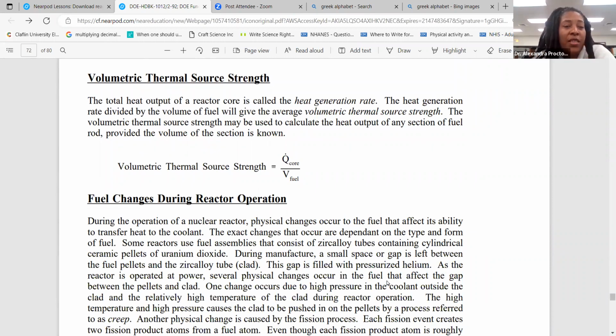Volumetric thermal source strength. The total heat output of a reactor core is called the heat generation rate. The heat generation rate divided by the volume of the fuel will give the average volumetric thermal source strength. And the volumetric thermal source strength may be used to calculate the heat output of any section of fuel rod, provided the volume of the section is known. So volumetric thermal source strength is equal to Q for the core divided by the V of the fuel. So you need that.